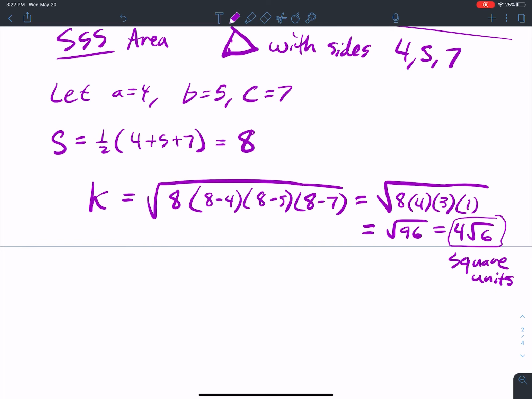No biggie going on there. Now, there is a proof in the textbook on Heron's formula. If you want to take a look at that, that's fine with me.